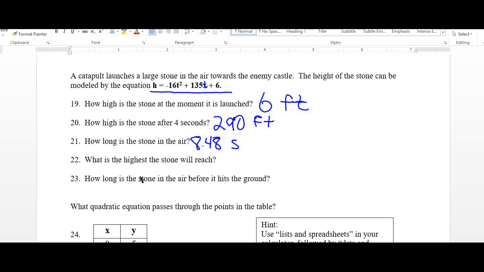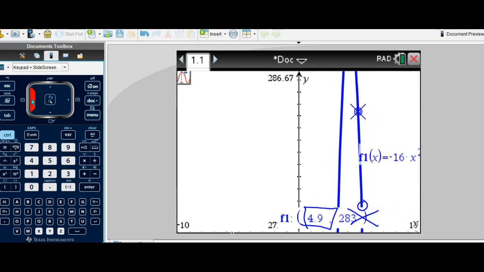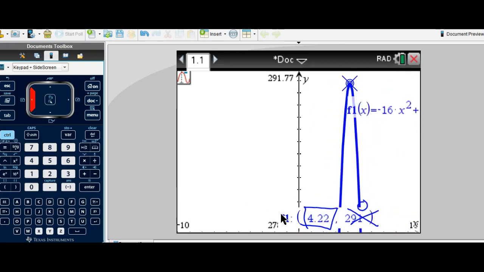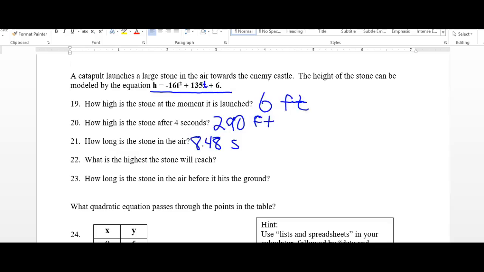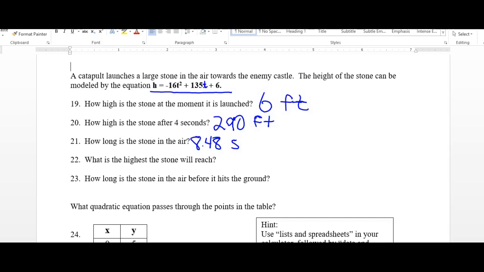Number 22, what's the highest the stone will reach? We've got to find the vertex. Go back up to the vertex. 4.22 seconds. The stone is 291 feet high. So, 291. This was supposed to say how long is it until the stone reaches its highest point, but oh well, we've already answered that one right here.